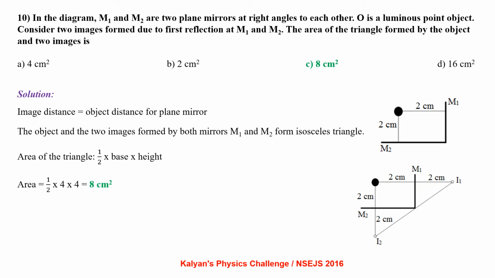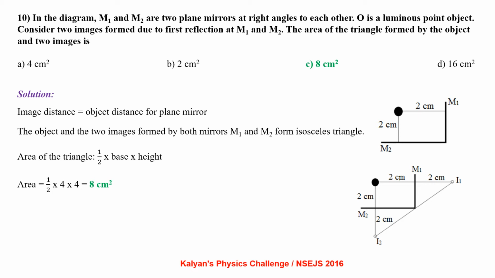In the diagram, M1 and M2 are two plane mirrors at right angles to each other. O is a luminous point object. Consider the two images formed due to first reflection at M1 and M2. What is the area of the triangle formed by the object and the two images? Image distance is equal to object distance in the case of a plane mirror.